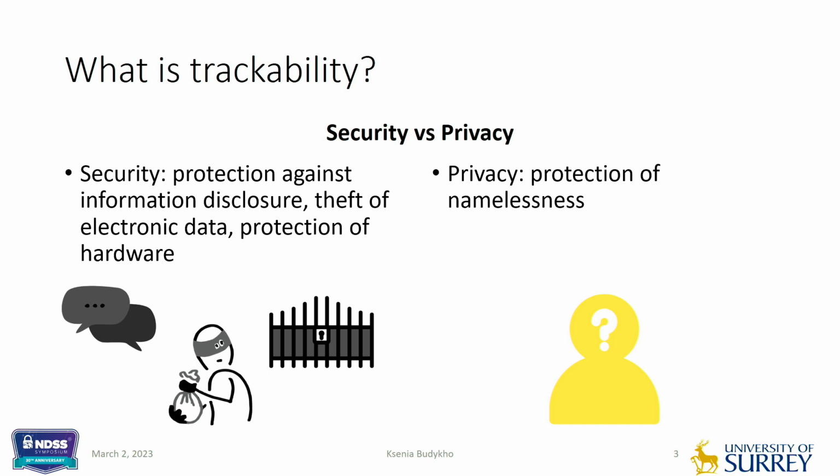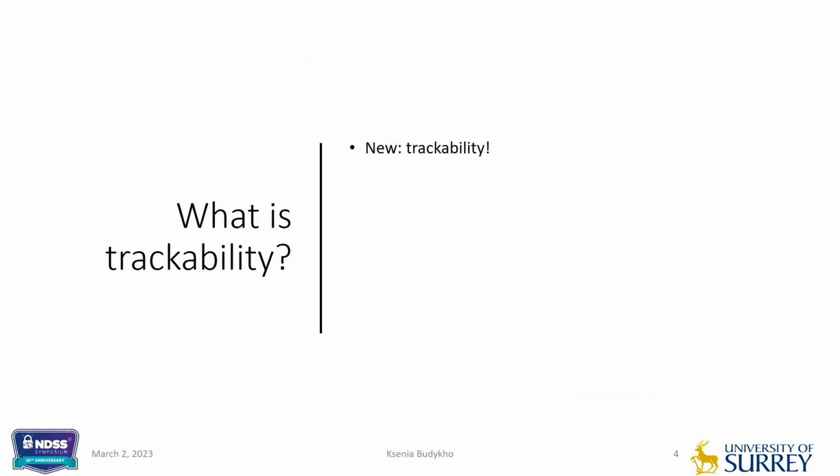It represents the user's namelessness in a network, and it is the protection of their identity rather than the protection of their data contents. So it's also an umbrella term that covers even more specific notions such as anonymity, unlinkability, and untraceability. But we introduce a new term, trackability. This is not a term that has been used elsewhere in other research as far as we know.